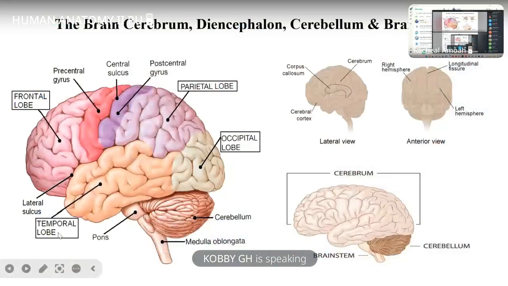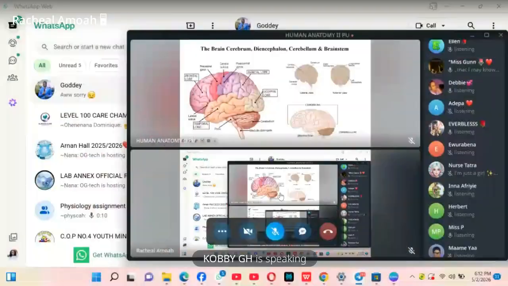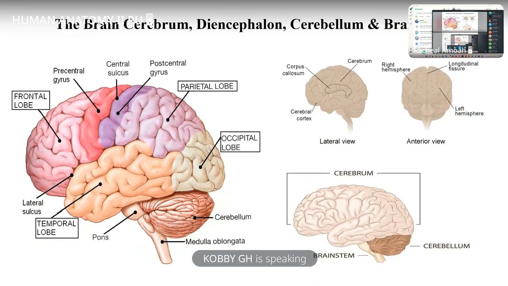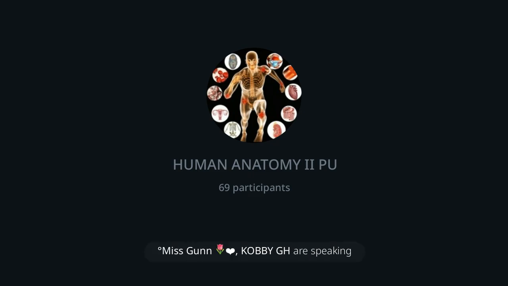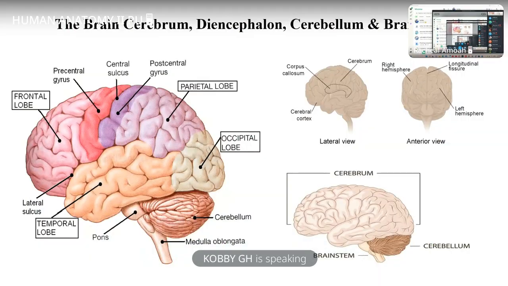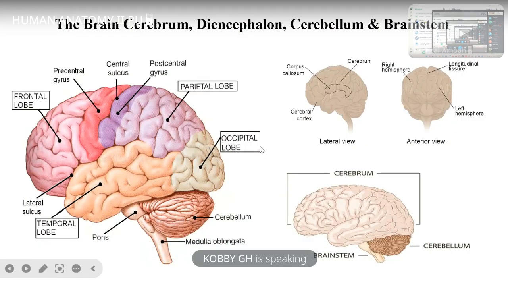If you are asked what the divisions of the cerebrum are, then your response would be: the cerebrum is divided into lobes. So we have the frontal lobe, the parietal lobe, the occipital lobe, and then the temporal lobe. And all the lobes have their functions they perform.